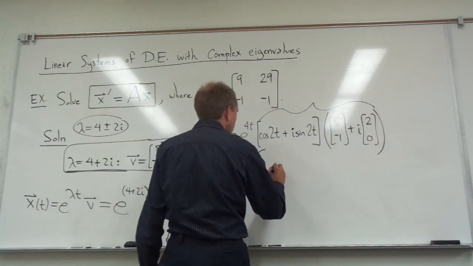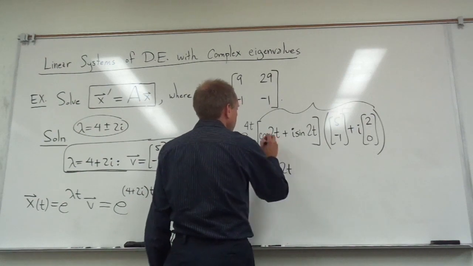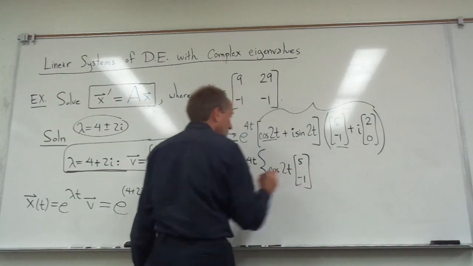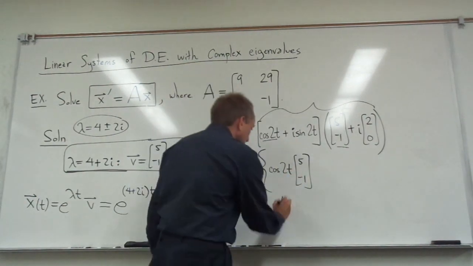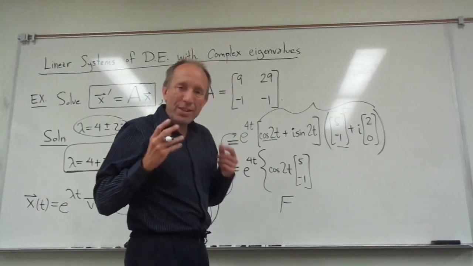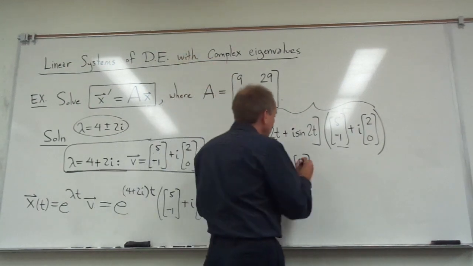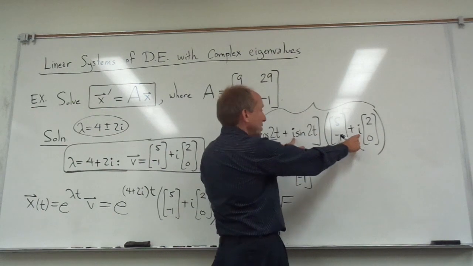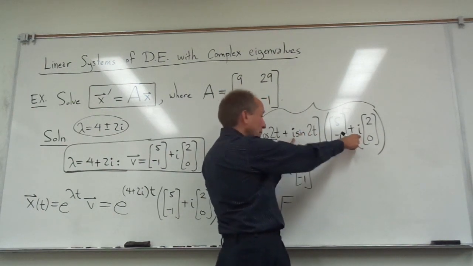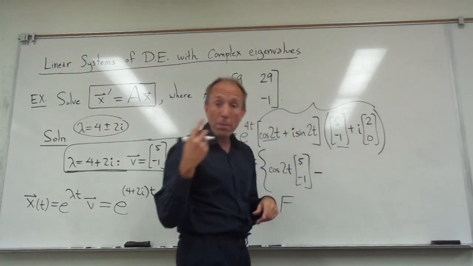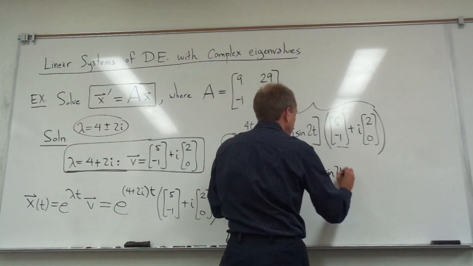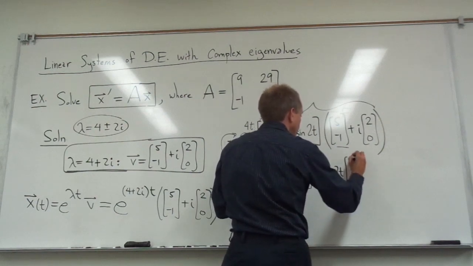So I can take cosine of 2t, this one, times the first vector, which is (5, negative 1). So that's the first and the first. Now, the next thing that I would want to do is put the last terms together. You see, because i times i is actually i squared, which is minus 1. So I'm going to put a minus here: sine of 2t times (2, 0).